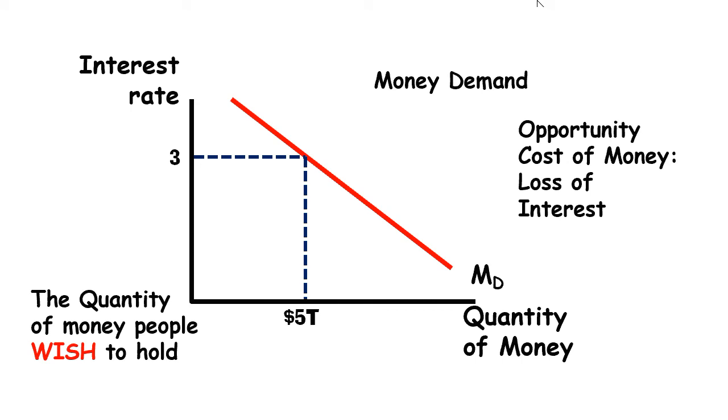Okay? The demand for money is not the quantity of money that people actually have. It's the quantity of money that they wish to have, that they want to have. Remember that this is supply and demand, right? So I wish I had more money, but I might not actually have it, right? So we've got to get a supply curve into this thing somewhere. Yeah? Hopefully.